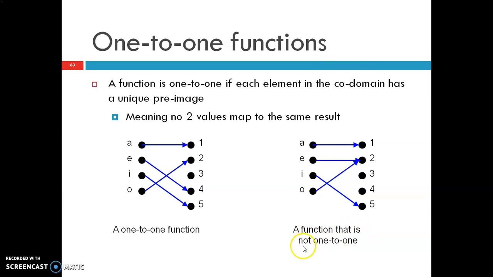A function that is not one-to-one: in this case we can see that two inputs of the domain set are mapped to the same value from the codomain set. It is a function, but it is not a one-to-one function because it does not have distinct, unique output values for these two inputs.